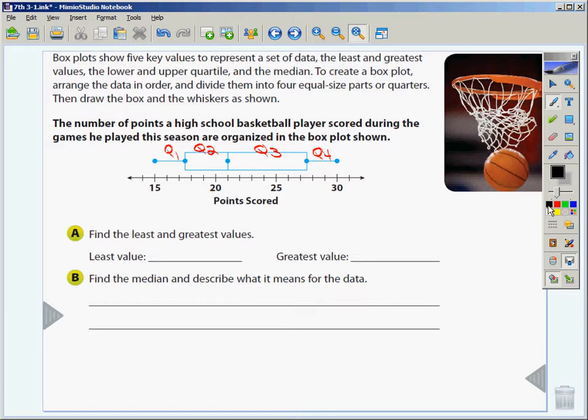How much of the data is in each one of those sections? 25%. Whether it's all crunched together, it's really short, or whether it's all stretched out, it's really long. If it gets really long in a section, it just means that the range of that quartile is larger. It's easier to make predictions when the range is what? Smaller.